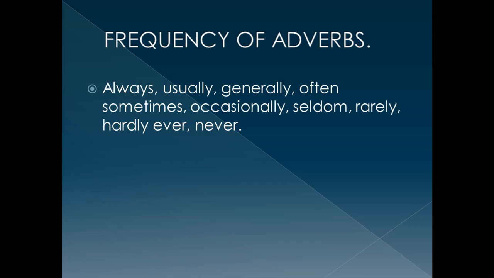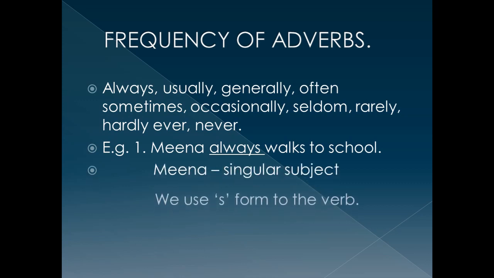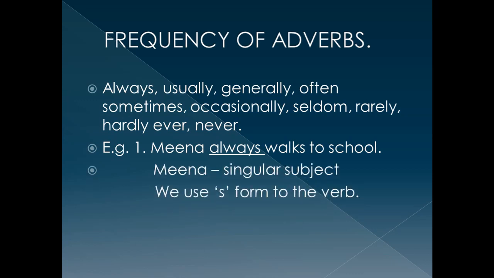Listen to the example: Meena always walks to school. Meena is a singular subject, so we use the verb walks, and we use the adverb always. You have to place the adverb between the subject and the verb. Meena always walks to school means that she never takes the bus or drives to school. Here the adverb is always.